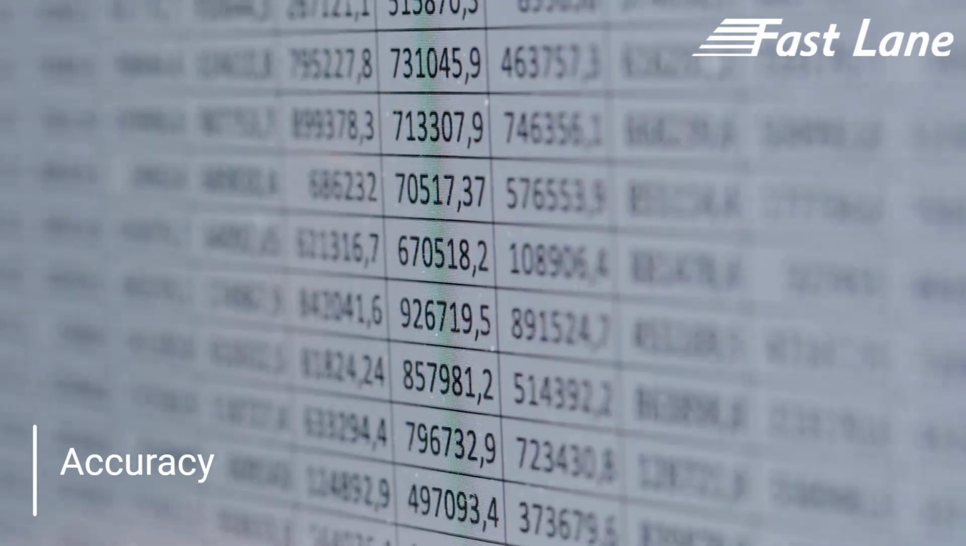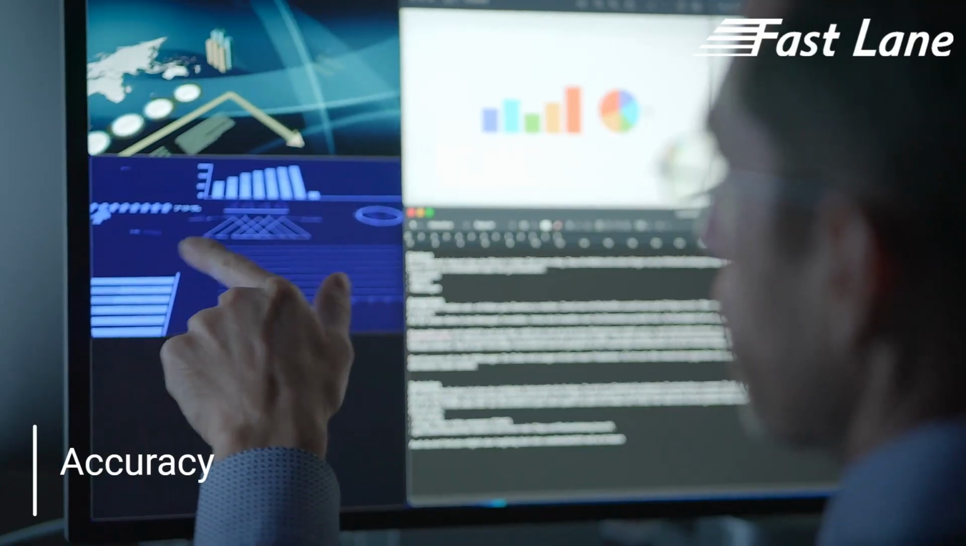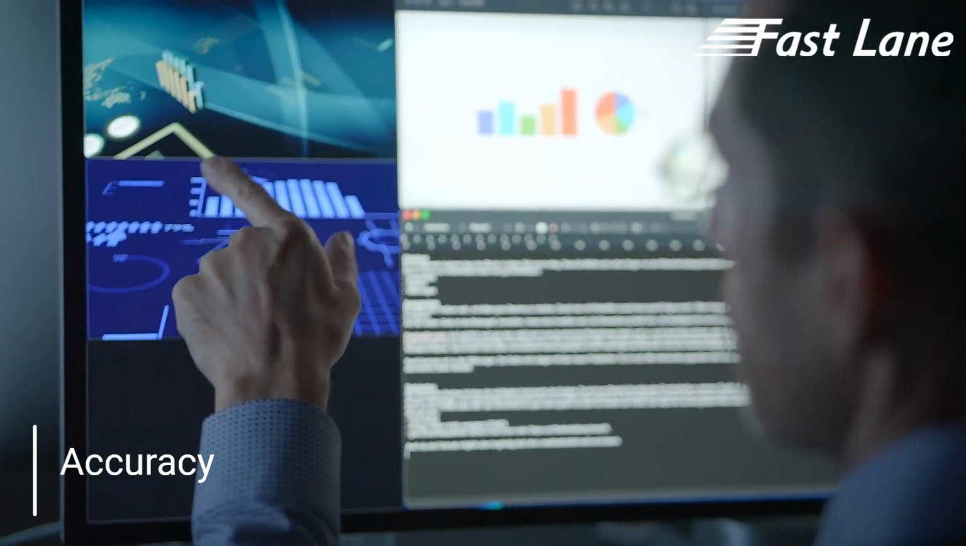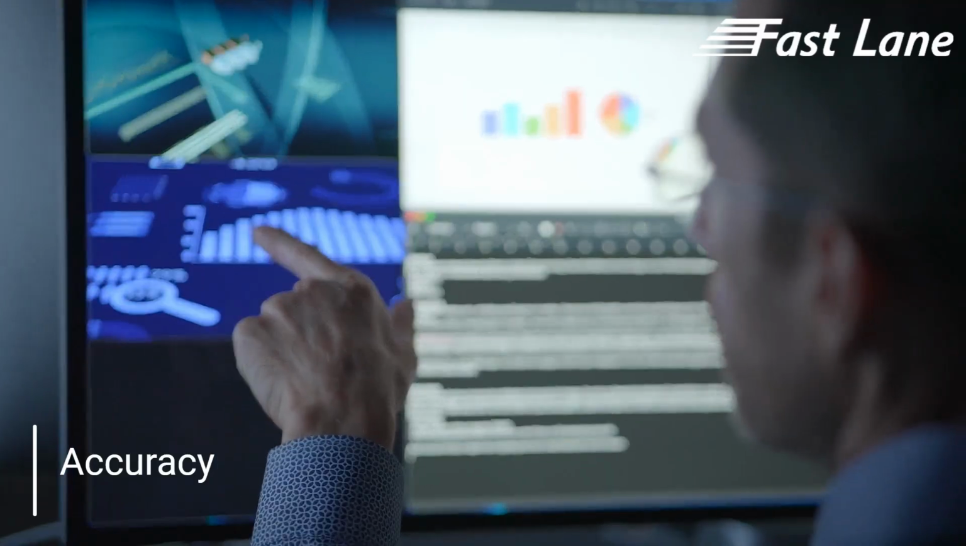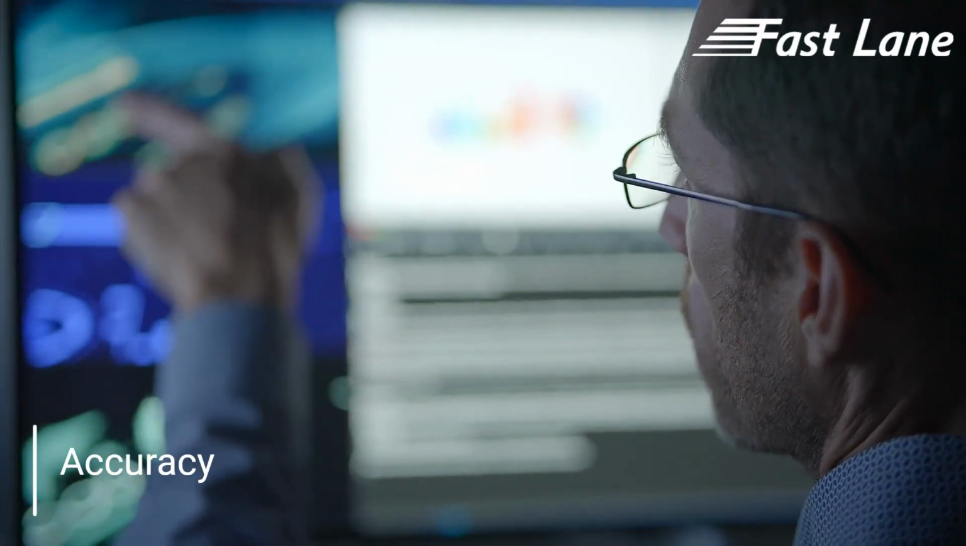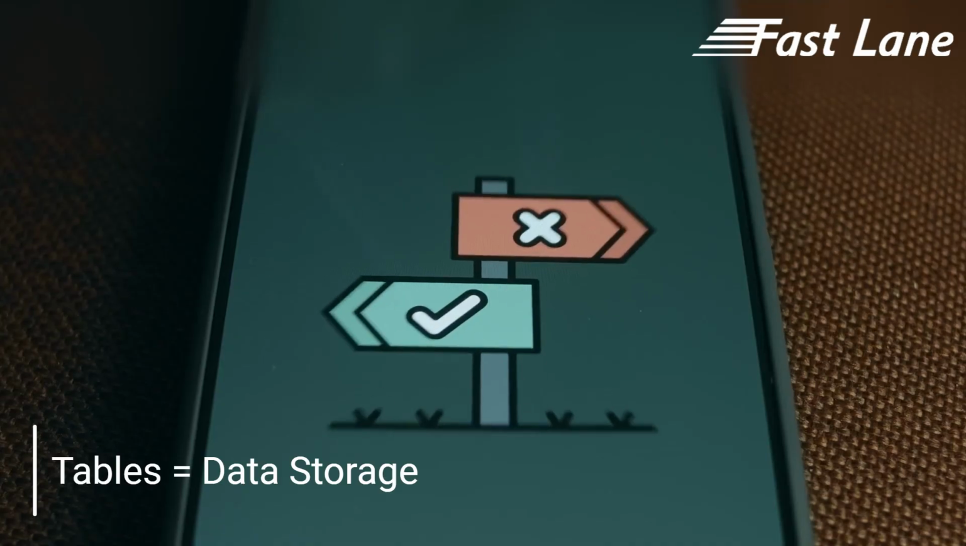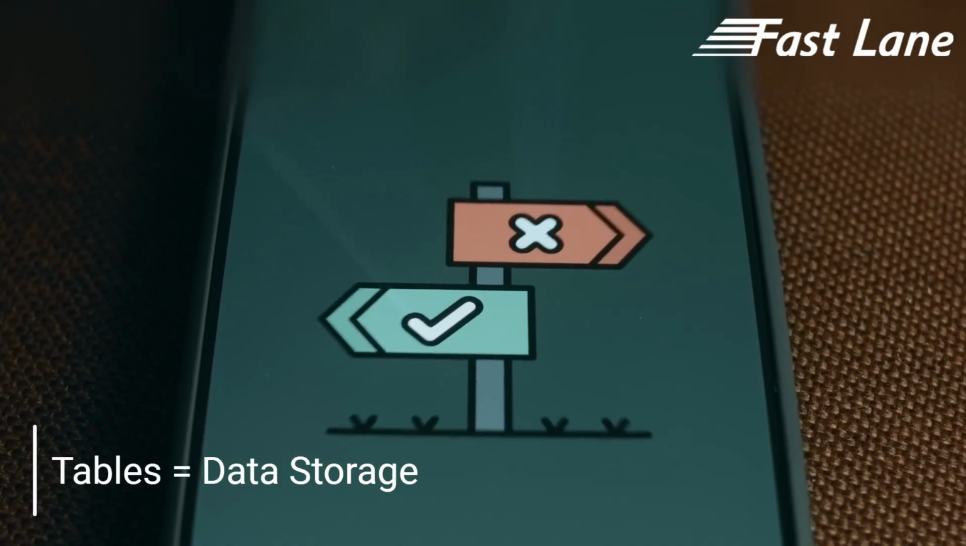Another important aspect of Oracle database fundamentals is data integrity. This refers to the accuracy, completeness, and consistency of the data within the database. To ensure data integrity, we use constraints, which are rules that define what data can be added to the database. Constraints help maintain the quality of data and prevent errors.